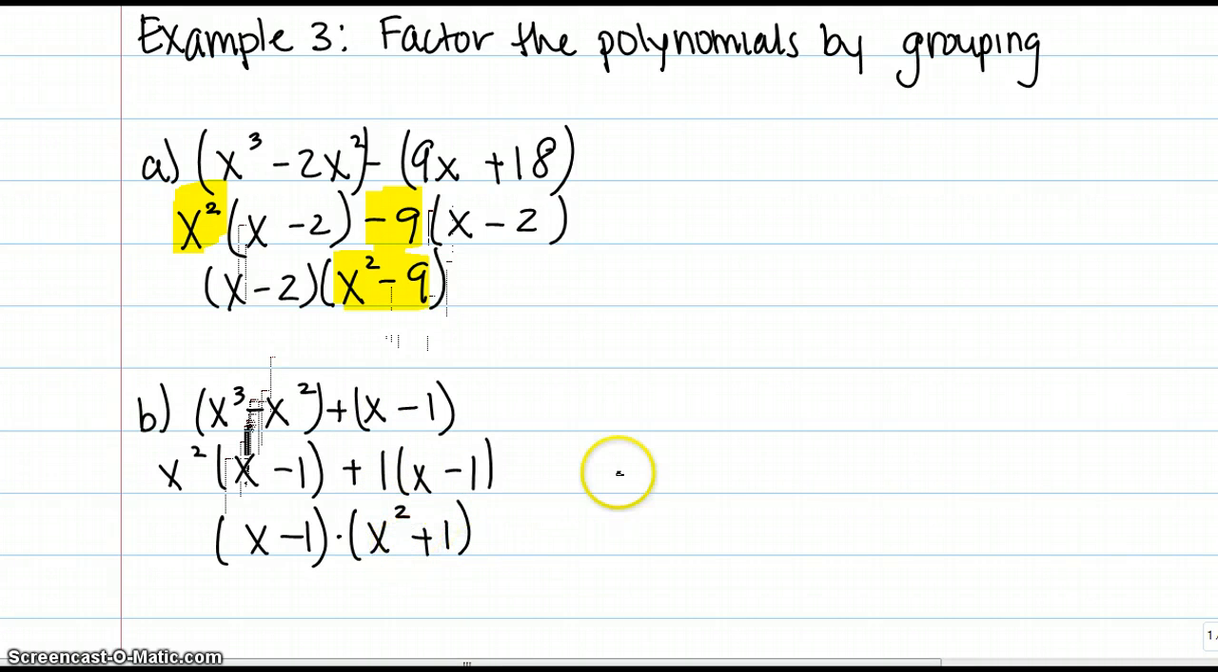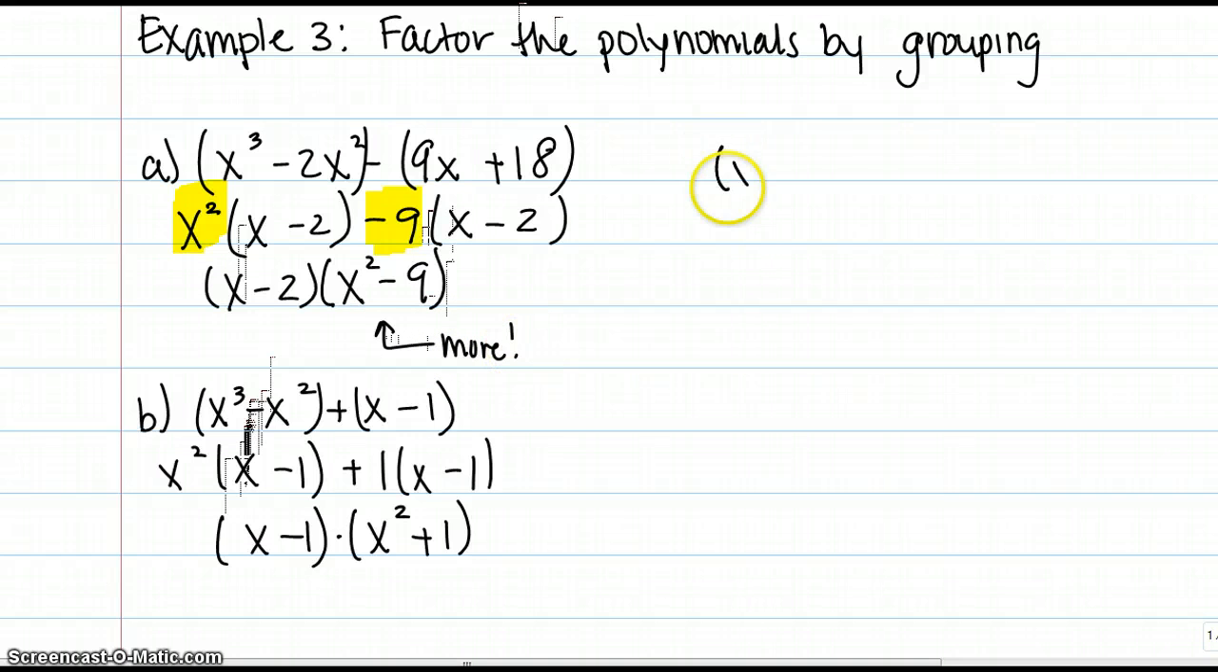And I do want to go back to part A. I did forget the very last step. So you do have to make sure that your binomials are factored completely. I did forget that x squared minus 9 can be factored more.